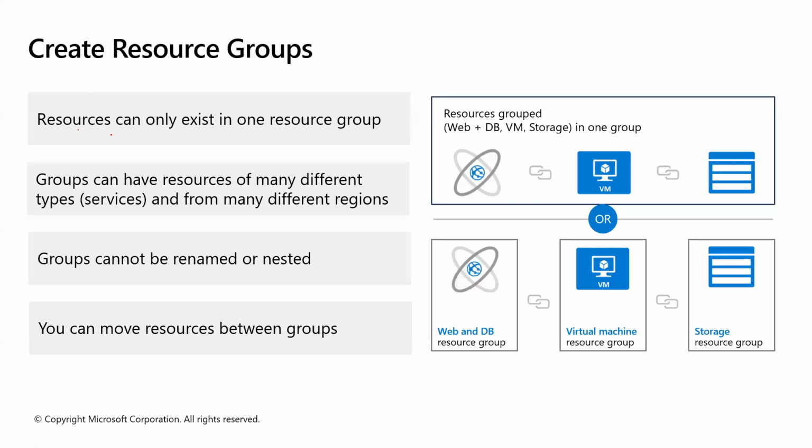Resources can exist only in one resource group. That means, again, the same rule: if my virtual machine is under one resource group, it will be under that same resource group. It cannot be in multiple resource groups. And groups can have resources, many different types of services from many different regions. For example, let's say I have a resource group.